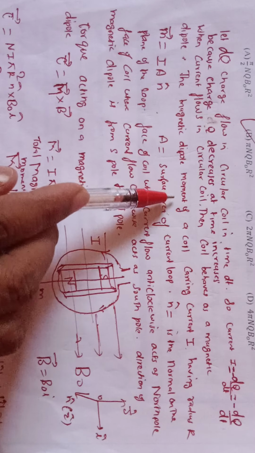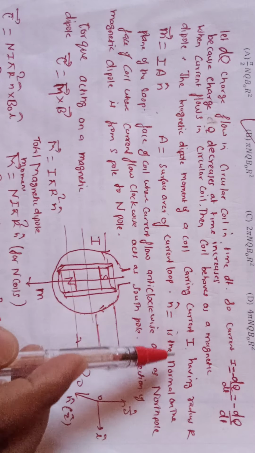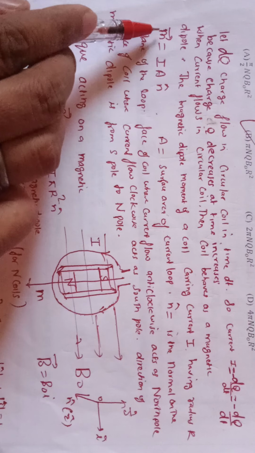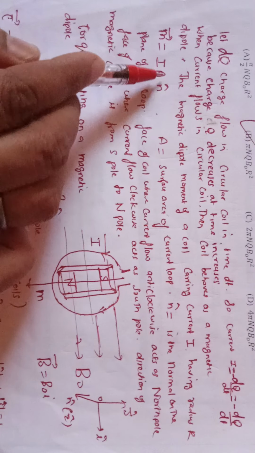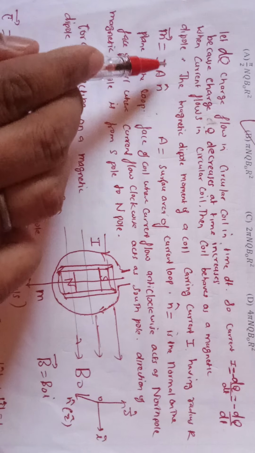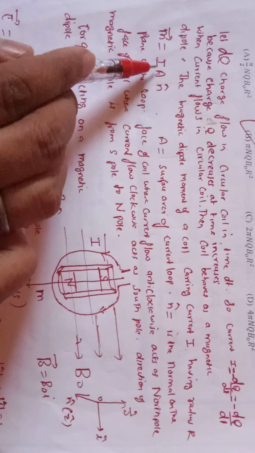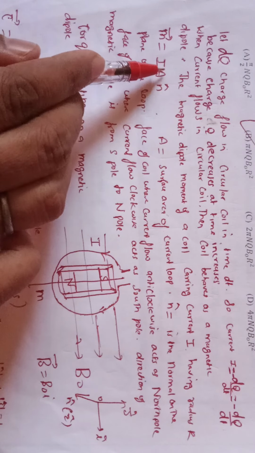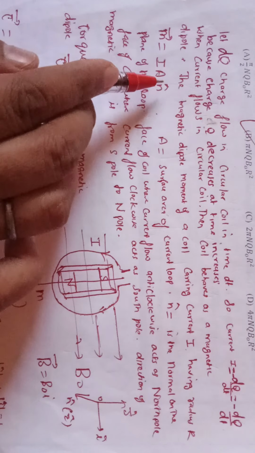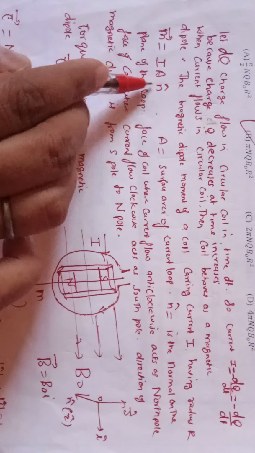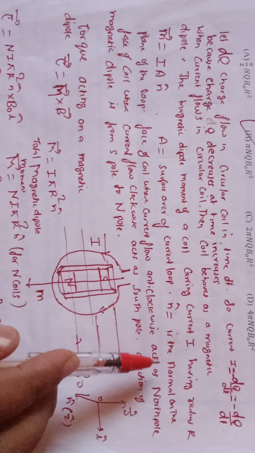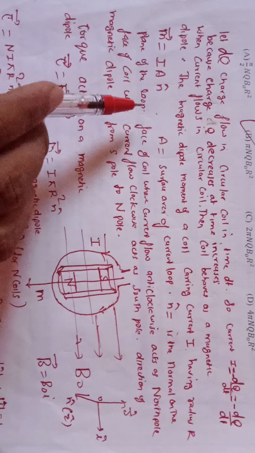The magnetic dipole moment of a coil carrying current I having radius r is the magnetic vector m equal to I A n cap, where I is the current flowing in the circular loop, A is the area of the current loop, and n cap is the unit normal vector, the normal on the plane of the loop.